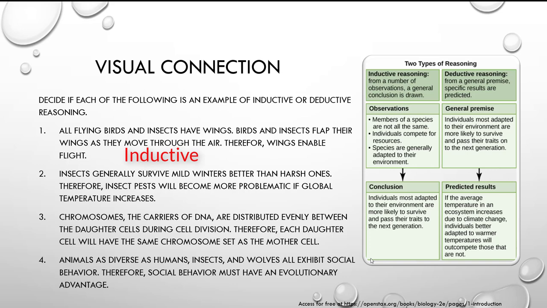Let's try number 2. Insects generally survive mild winters better than harsh ones. Therefore, insect pests will become more problematic if global temperatures increase. Is that an example of inductive reasoning or deductive reasoning?